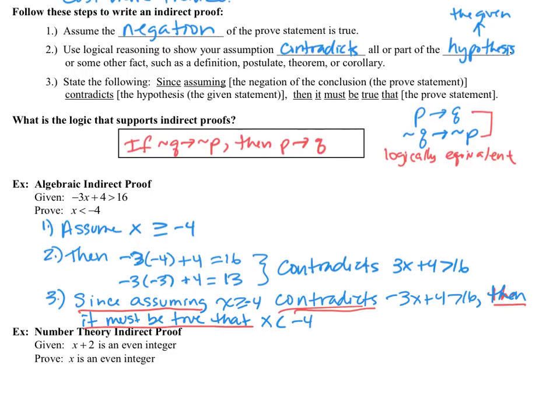So again, just follow the same template. You'll say since assuming every time, have contradicts in the middle, and then say then it must be true that. And so let me just fill in. This will be your assumption, the negation of your proof statement. This will be what it contradicts, and then you'll finish it off with what you actually wanted to prove.